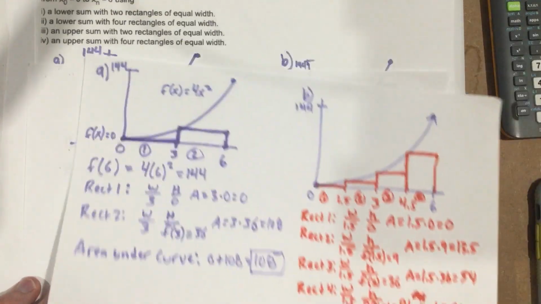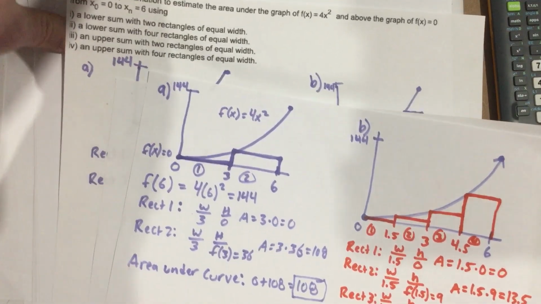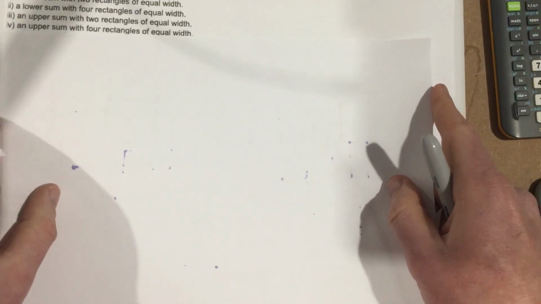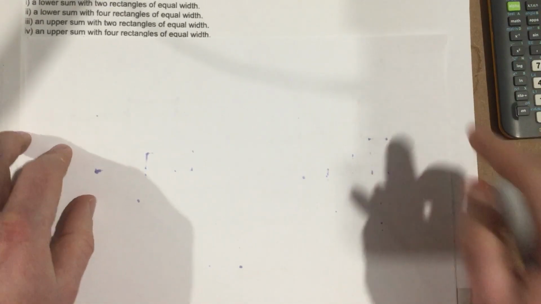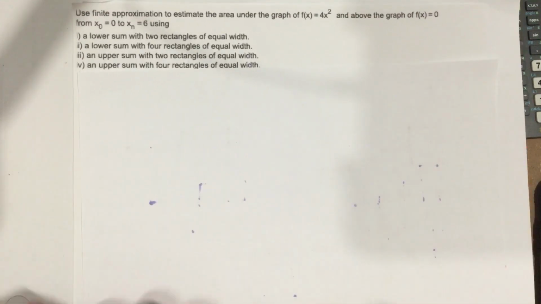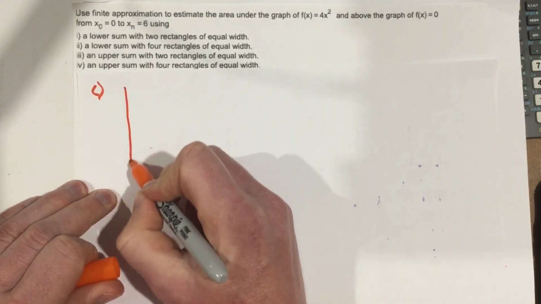So we'll go ahead and switch this out. Okay. So part C it is. We're going to draw the same graph that we did before. Part C. Here's the graph.